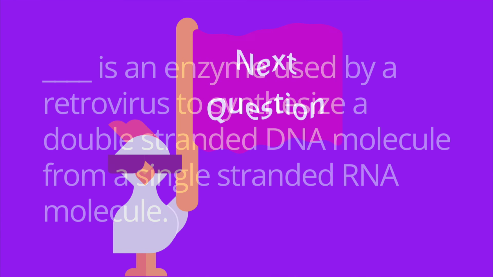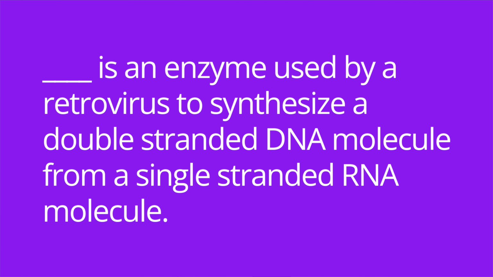Question number 2. Blank is an enzyme used by a retrovirus to synthesize a double-stranded DNA molecule from a single-stranded RNA molecule. The answer is reverse transcriptase.